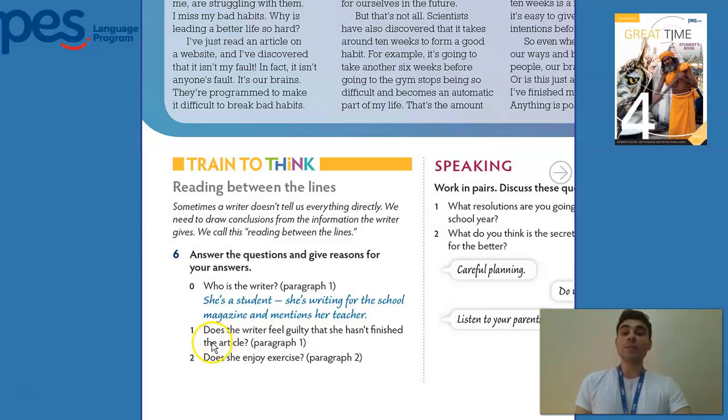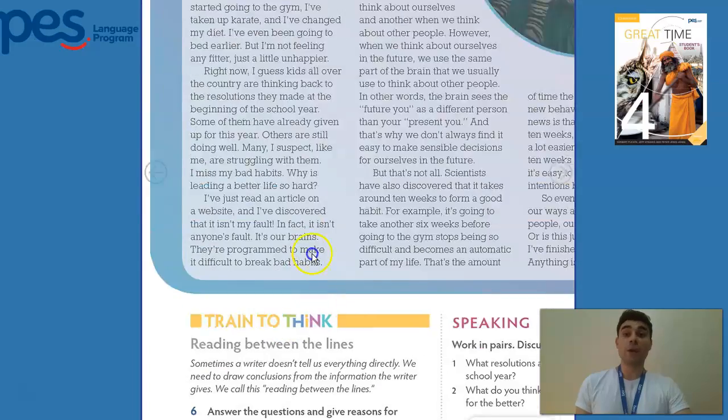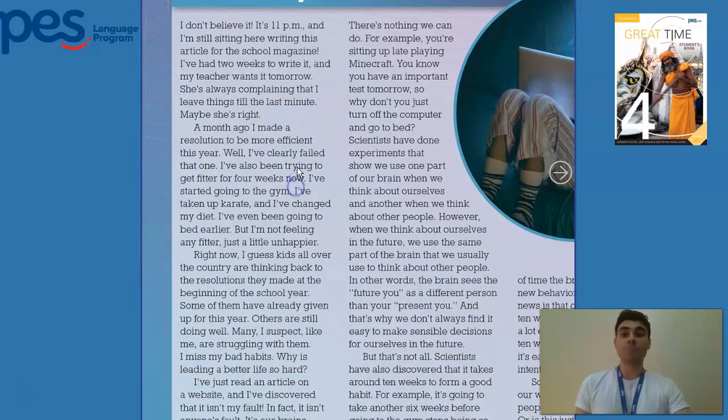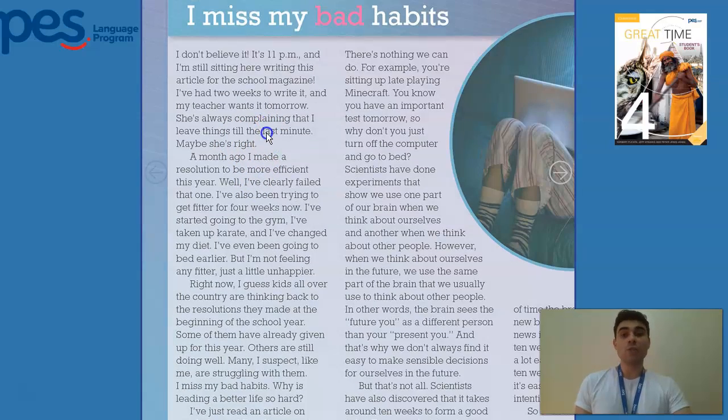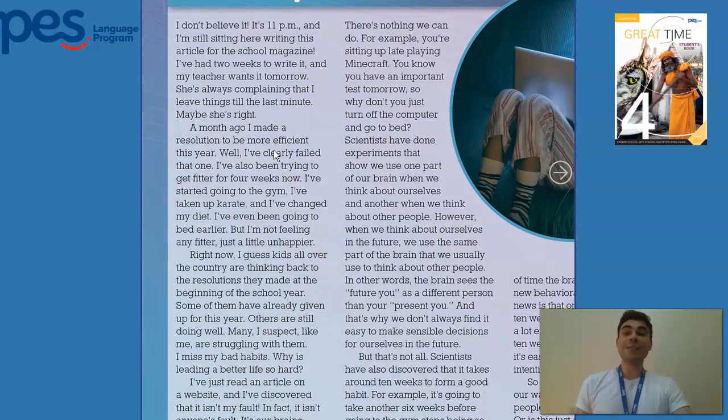Okay, so let's check the other 2 questions. Number 1, does the writer feel guilty that she hasn't finished the article? And also this information is in paragraph 1. Let's go back there. I don't believe it. It's 11 p.m. and I'm still sitting here writing this article for the school magazine. I've had 2 weeks to write it and my teacher wants it tomorrow. She's always complaining that I leave things till the last minute. Maybe she is right. So the question was if she was feeling guilty.